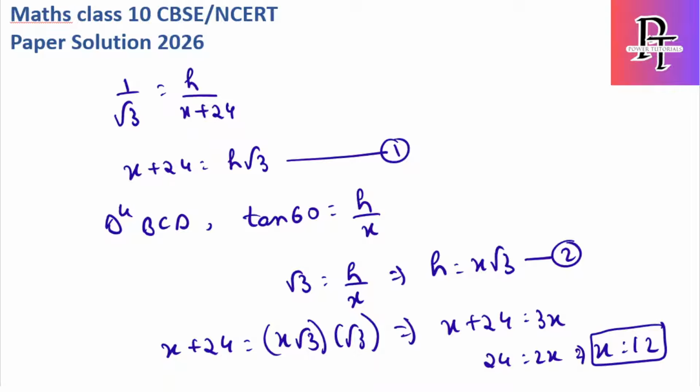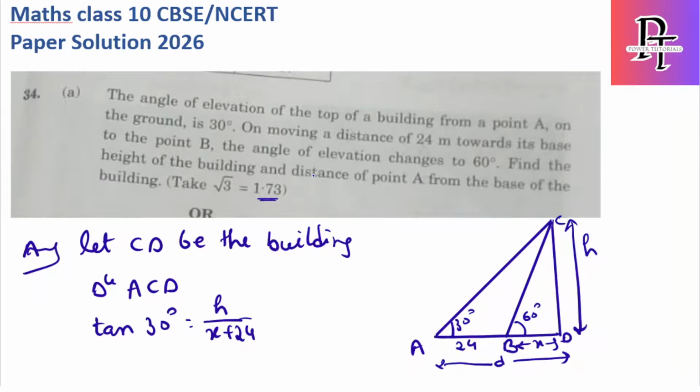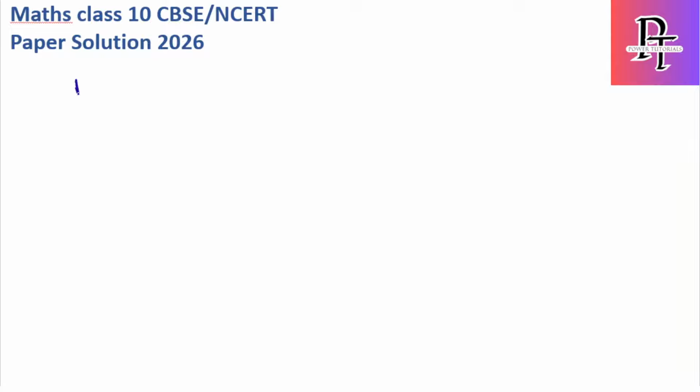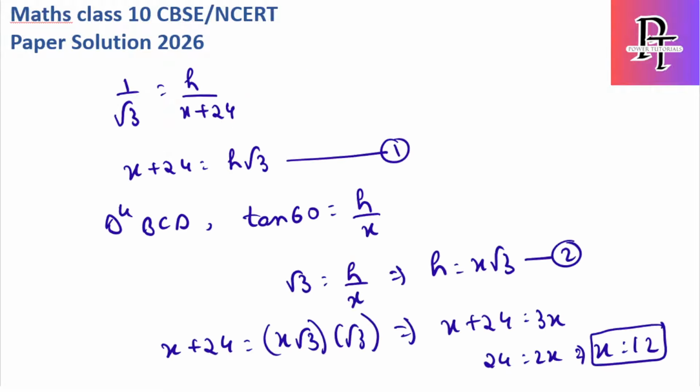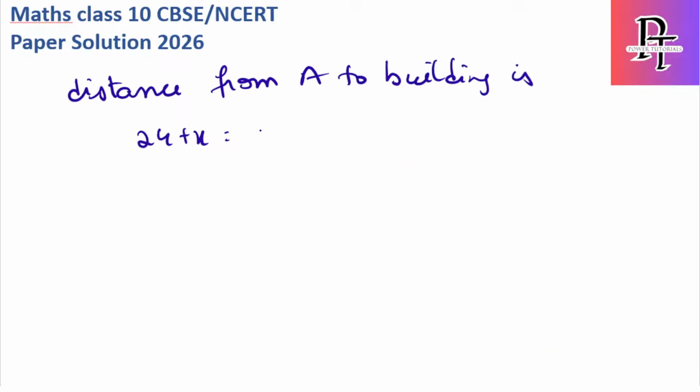But we don't want the x value. They're asking for the distance from A to the building, which is 24 plus x. So the distance from A to the building is 24 plus x, which is 24 plus 12, which is 36.